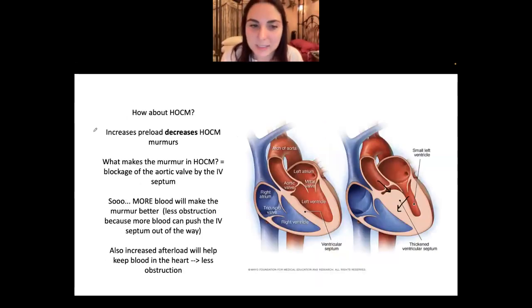It's the same as the last one, but it will make MVP sound a lot better, and it'll make HOCM sound a lot better. Okay, so it's going to decrease, and it's kind of everything we talked about. I'm increasing preload, so I'm moving that septum out of the way, and then I'm actually increasing afterload. So if I'm increasing afterload, I'm still keeping more blood in this left ventricle. That's going to help move away the obstruction, and then that'll actually decrease the HOCM murmur.